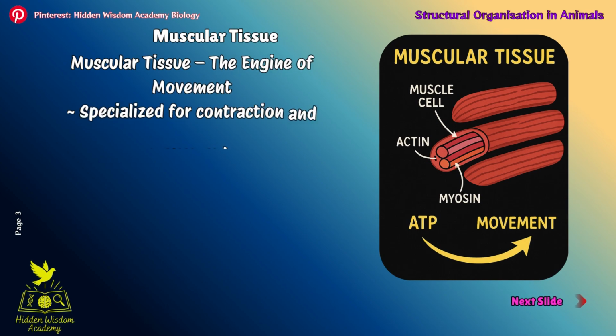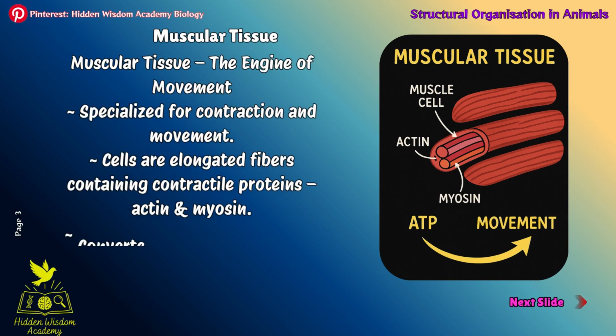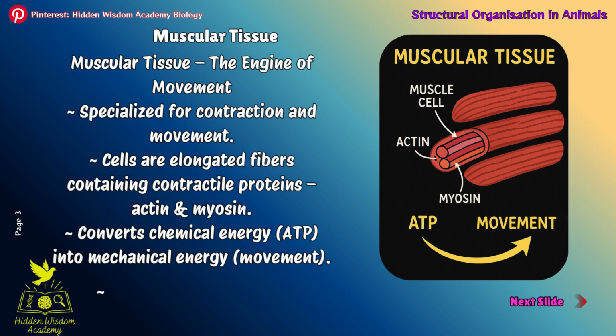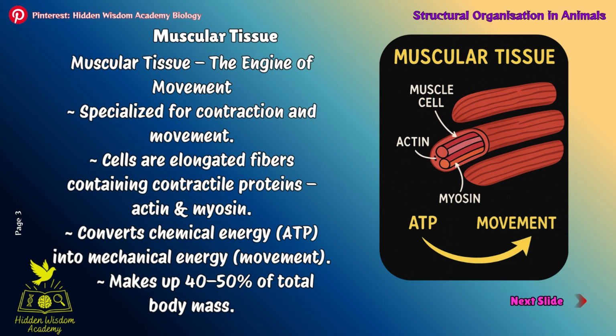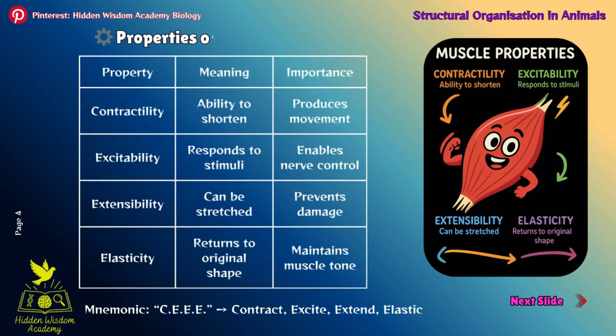Let's explore the muscular tissue, the true engine of body movement. These tissues contain contractile proteins such as actin and myosin, that convert ATP into movement. They show four main properties: contractility, excitability, extensibility, and elasticity, or simply remember CEE.